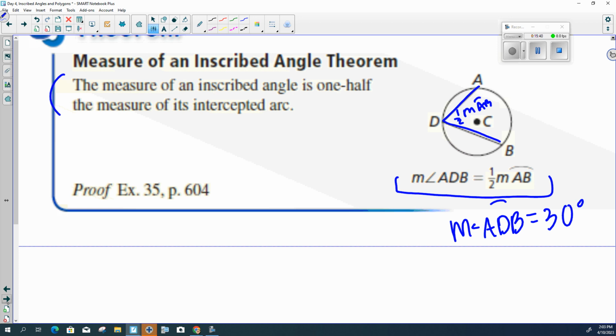So what if it goes the other way around? Jetta, how would I find the measure of the arc? Yeah, you'll double it. People just kept halving it. In my last class, they were like 15. It's not always half. It just depends on what they give you. So if they give you the angle, you'll double it to get the arc. If they give you the arc, you half it to go back to the angle.